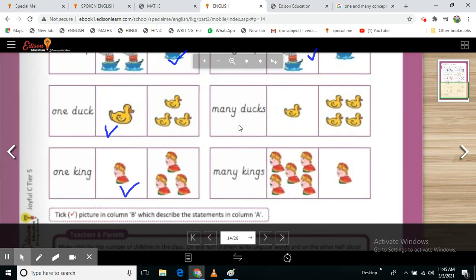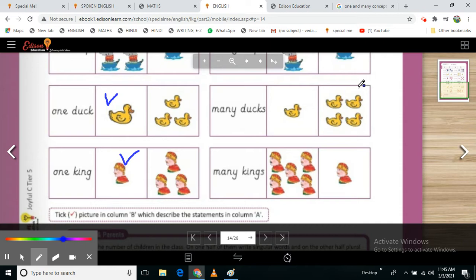Now next one, many ducks. So this is one duck. These are many ducks. So tick over here many ducks. Now many kings. These are many kings. This is one king. So you have to tick over many kings.